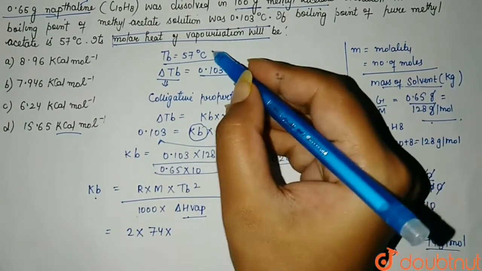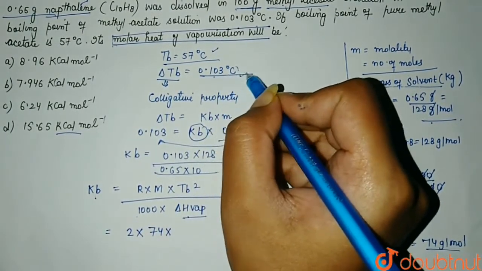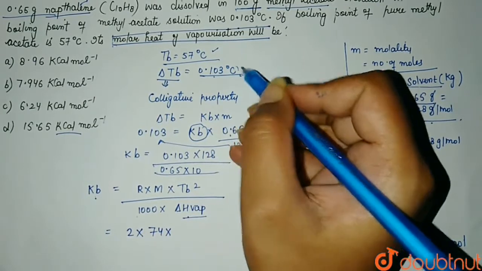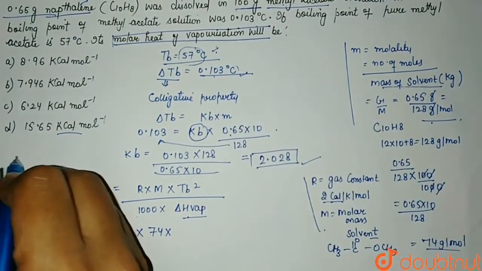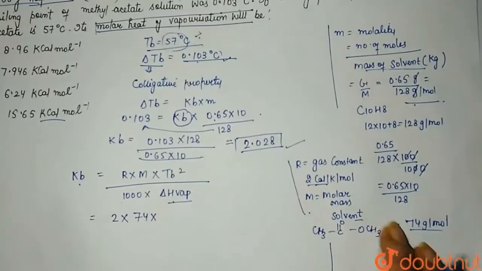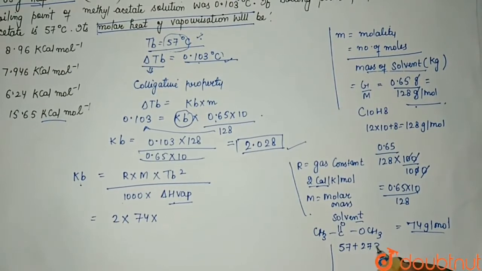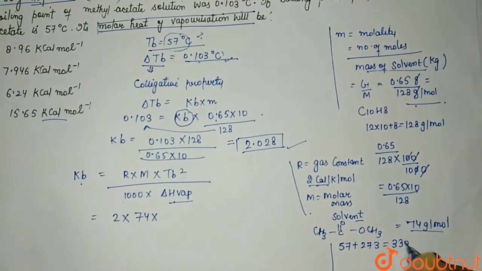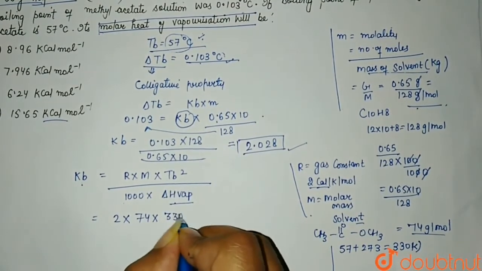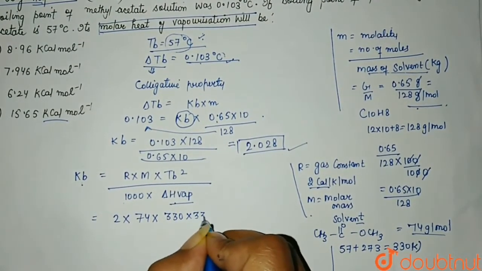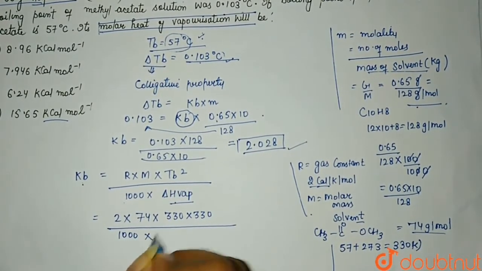So this is huge. The 0.103 degree Celsius can be taken in degrees, you will not get any effect. But if there is an increase in degree, you have to change to Kelvin. So let's change it over here. This is 57 plus 273, so it comes out to be 330 Kelvin. It is squared, so we have to write it two times. 1000. Delta H we need to find.